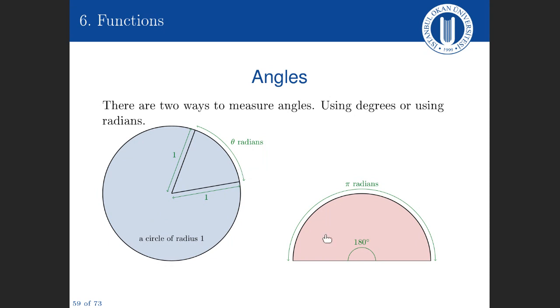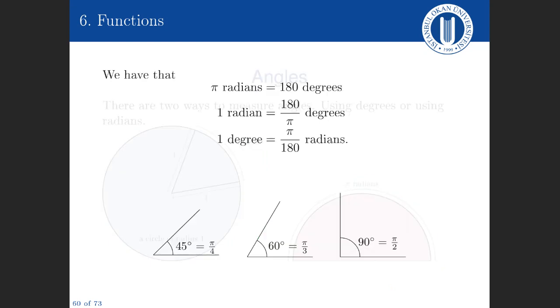For example, look at the picture on the right. Suppose we have a semicircle of radius 1. We know that the angle in the middle is 180 degrees, and we know that the distance around the outside is half the distance around a circle, half the circumference of a circle, so this must be pi. So 180 degrees is the same as pi radians.